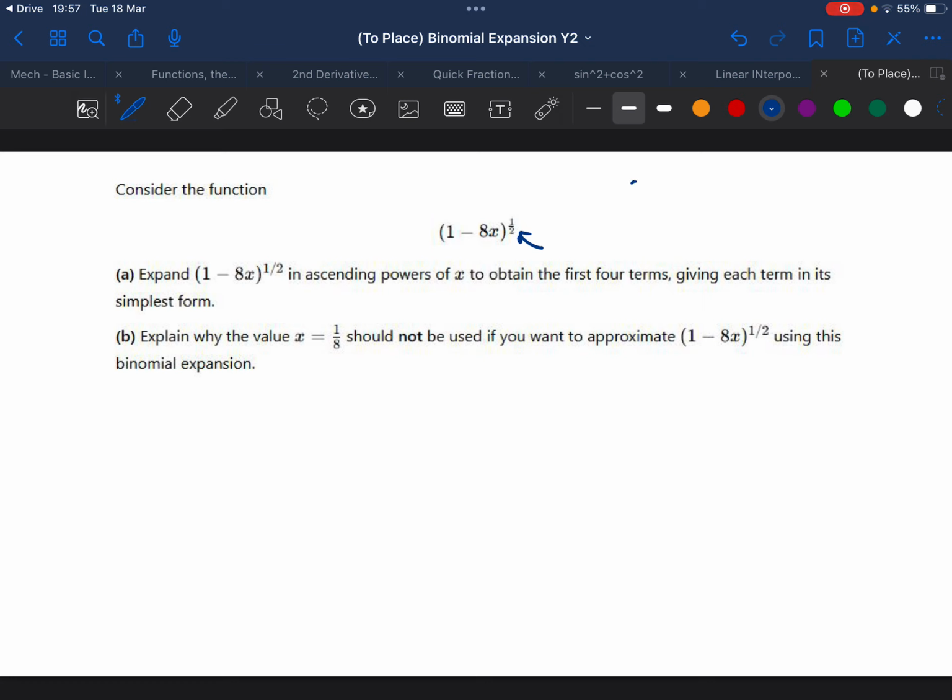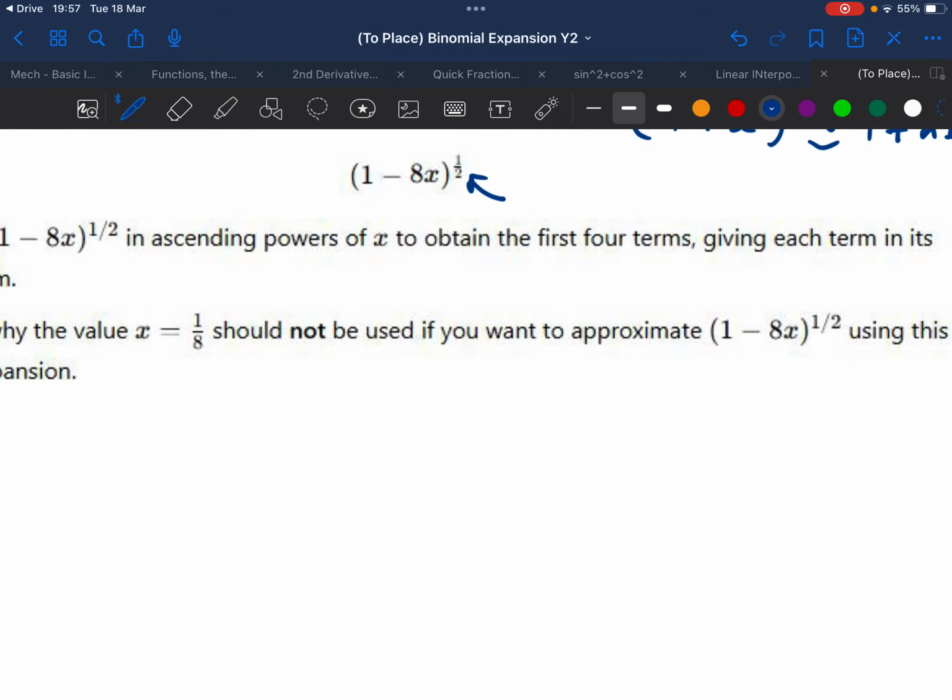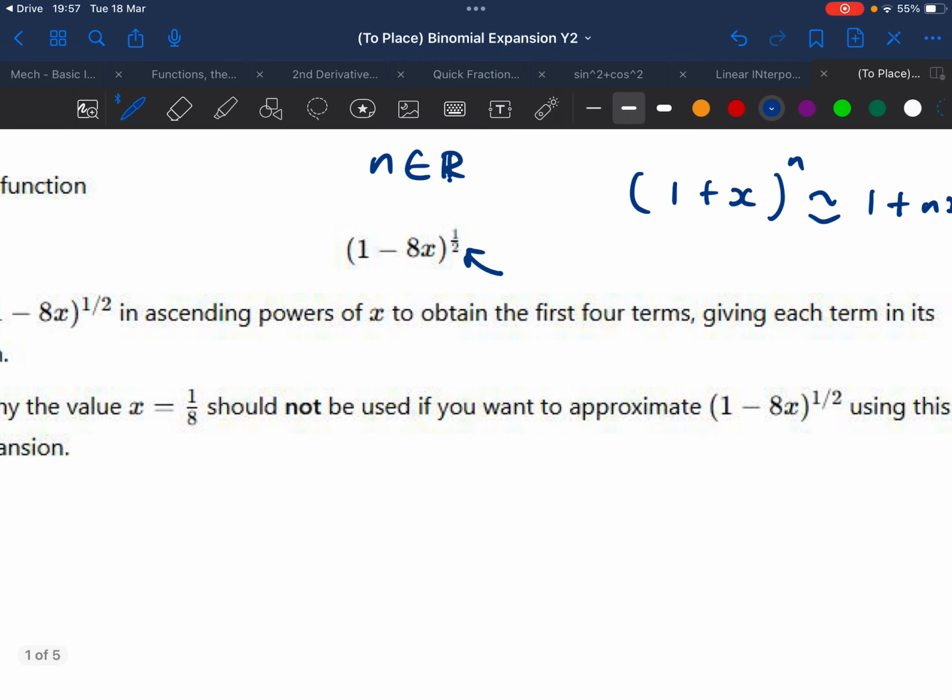So in the formula booklet, it states that something of the form (1 + x) to the power of n, where n is a real number, can be approximated by a result that goes as follows: 1 + nx + n(n - 1)/2 x squared, and so on. Now, when we have a fraction or a negative, we want to be using what would be familiar to you from year 2 pure, which is the result as follows.